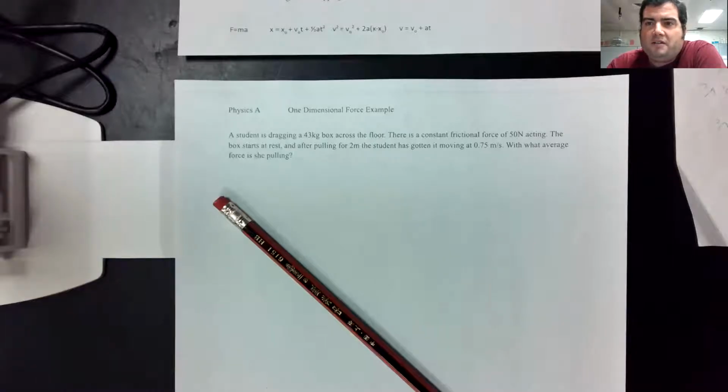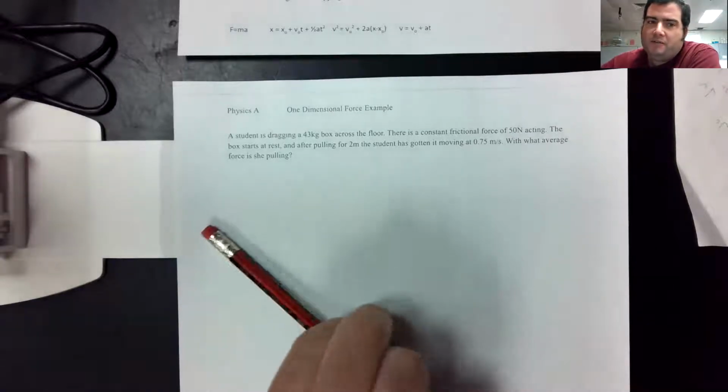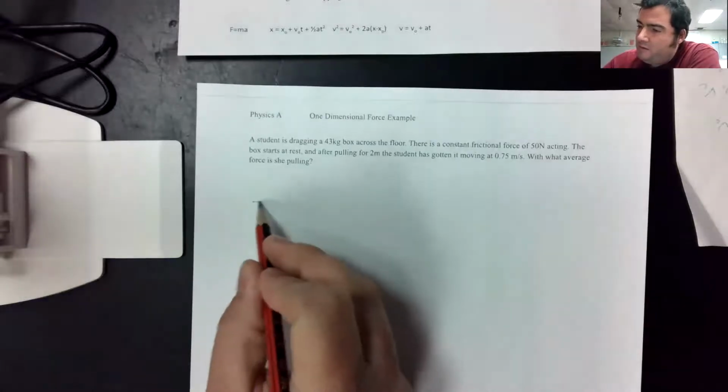So I wanted to give another example of a one-dimensional force problem. In this one, the difference is we have to think about that there are forces not just acting in the dimension that we really are caring about. So I thought this would be a decent example. As in all these problems, the first step is to draw a free body diagram.